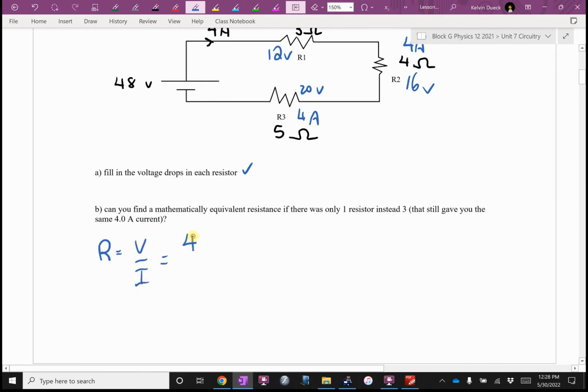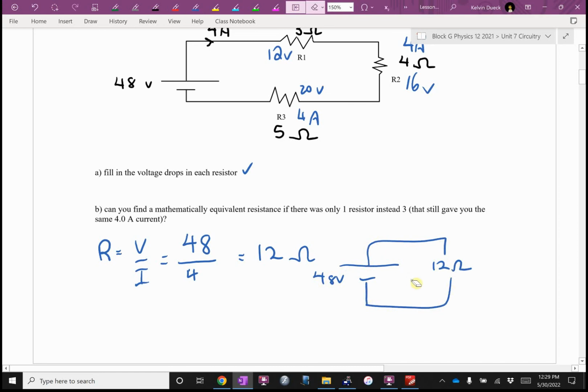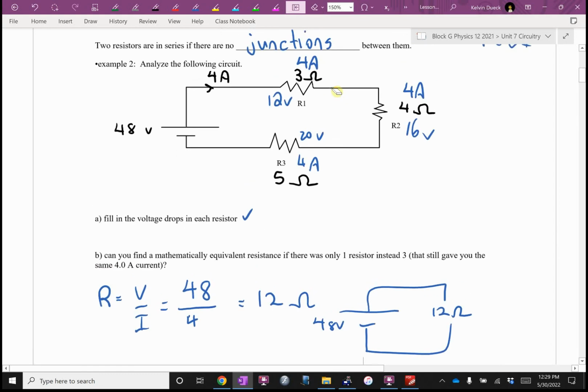What was the total voltage in this circuit? 48. What was the total current in this circuit? If we replace this circuit with 1 resistor, what would its mathematical equivalent be? I'm going to argue then that this circuit with a 48 volt battery and a 12 ohm resistor is mathematically identical to this one. How many ohms was this top resistor? Is there a 12 hidden in there anywhere?